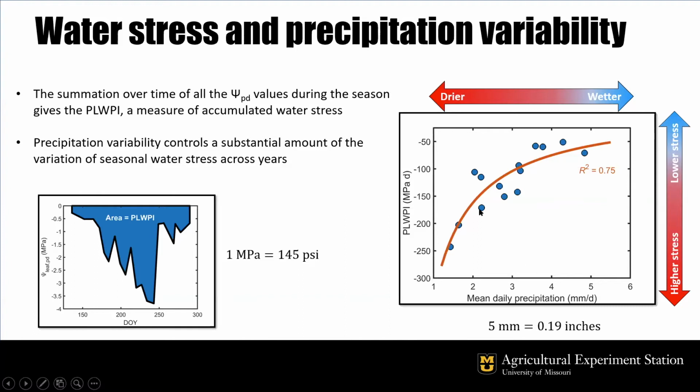As you can see, we plot all of our years or growing seasons as these blue points, and we can fit a line through those points and find a very tight relationship that tells us that simply mean daily precipitation rate explains a lot of the variation from year to year in water stress.